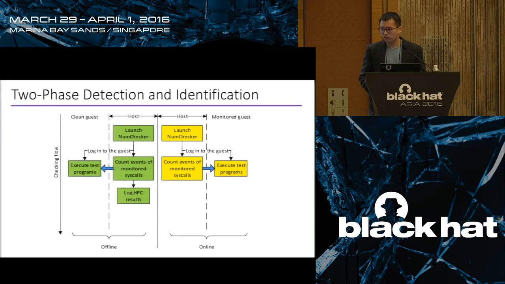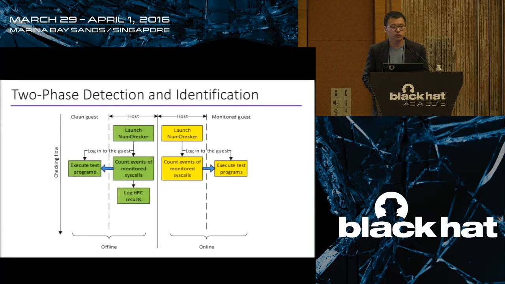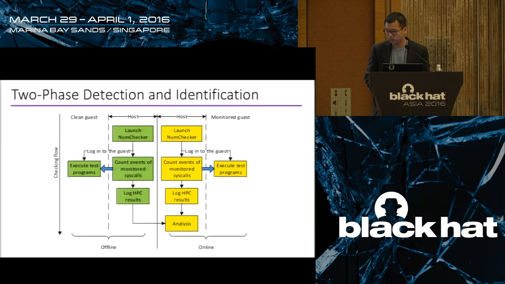Now, in the offline phase, we use the HPC reading results as a reference model. Then in the online phase, when we want to detect whether the system has a rootkit or not, we launch Numchecker and monitor the syscall and the hardware events by executing the test program. We log those results and compare them with the reference model. So this is a very high-level flow.